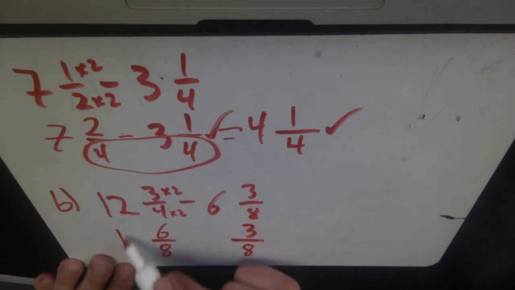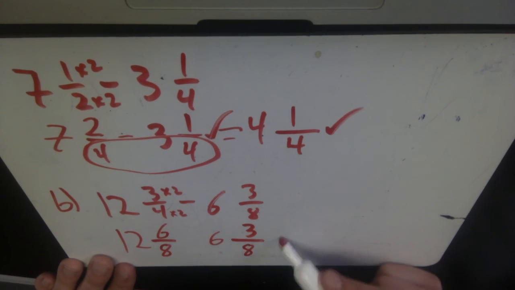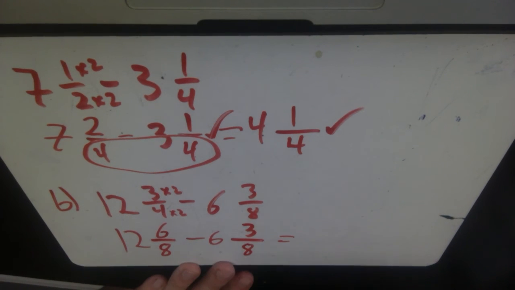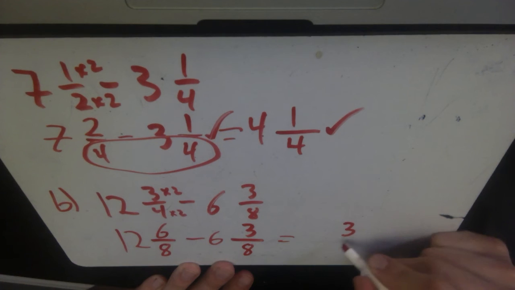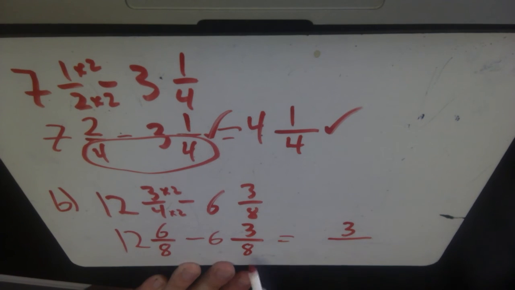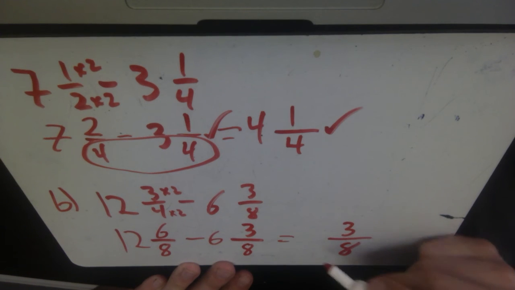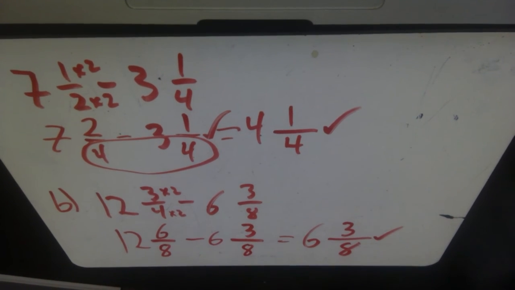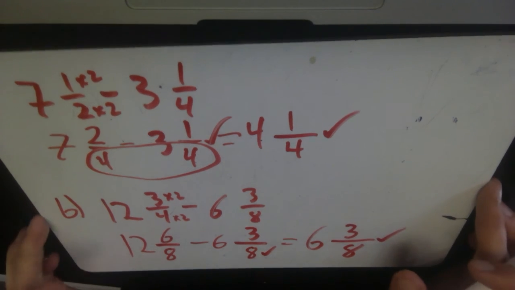Bring down your whole numbers of 12 and 6, and now we can subtract. 6 subtract 3 is 3. Over top of my denominator, 8. Our whole numbers, 12 subtract 6 is 6. So your final answer there, 6 and 3/8, 1 mark as well for finding that common denominator. Okay, moving on to C and D. Back to this board here.